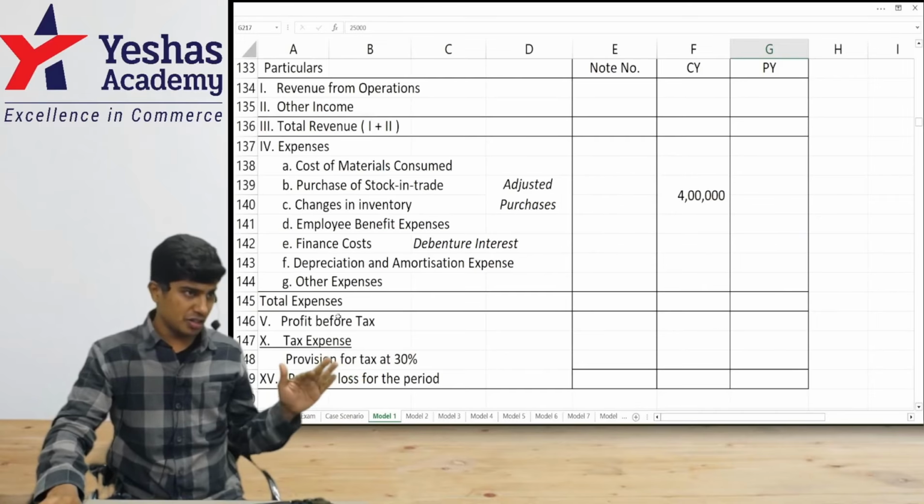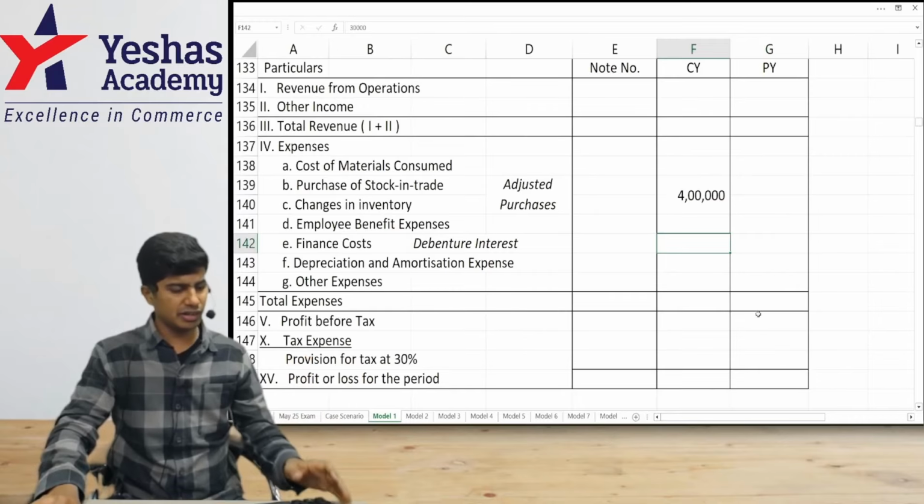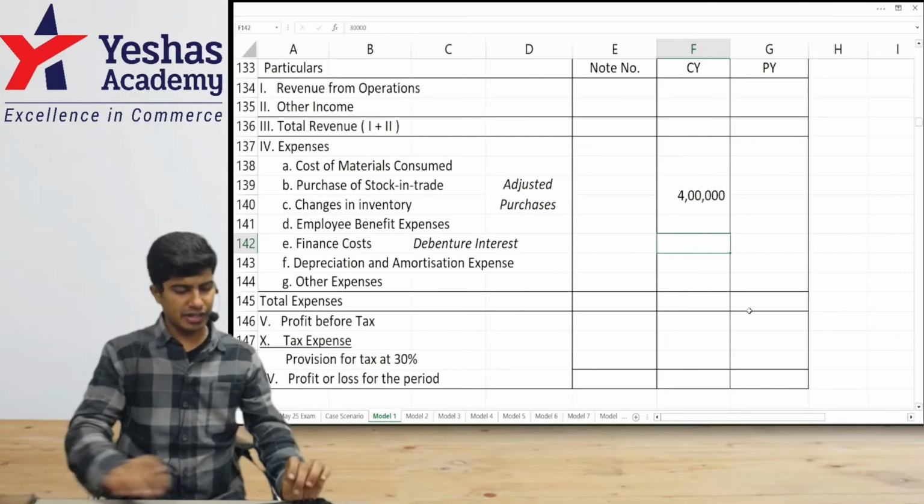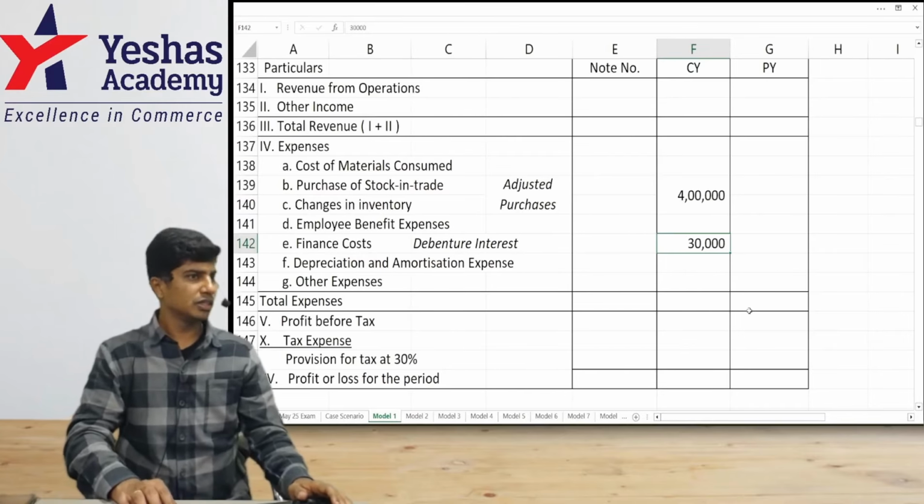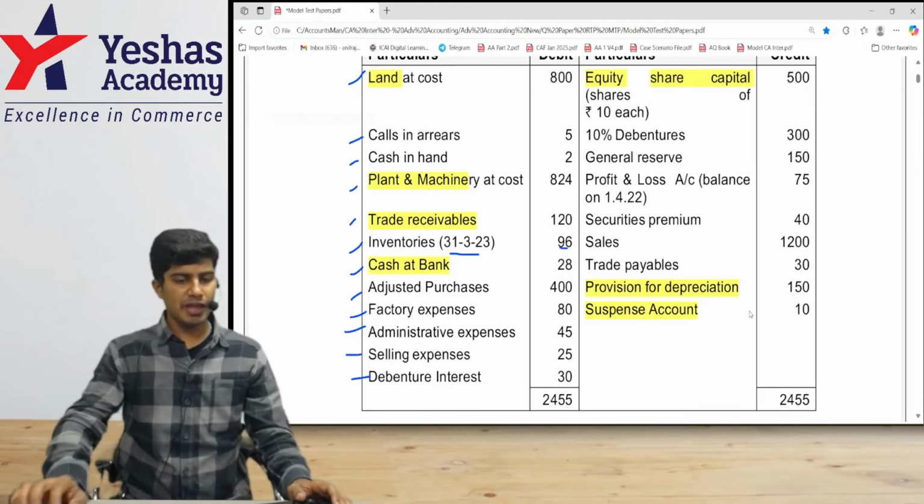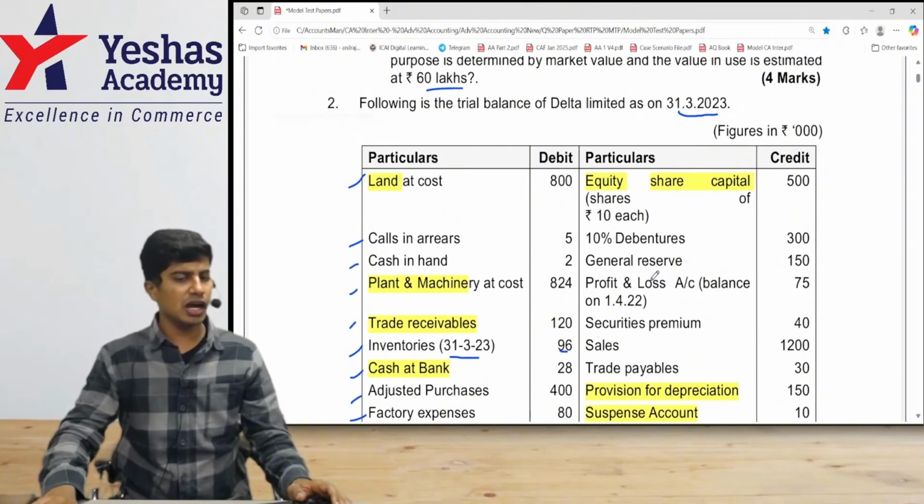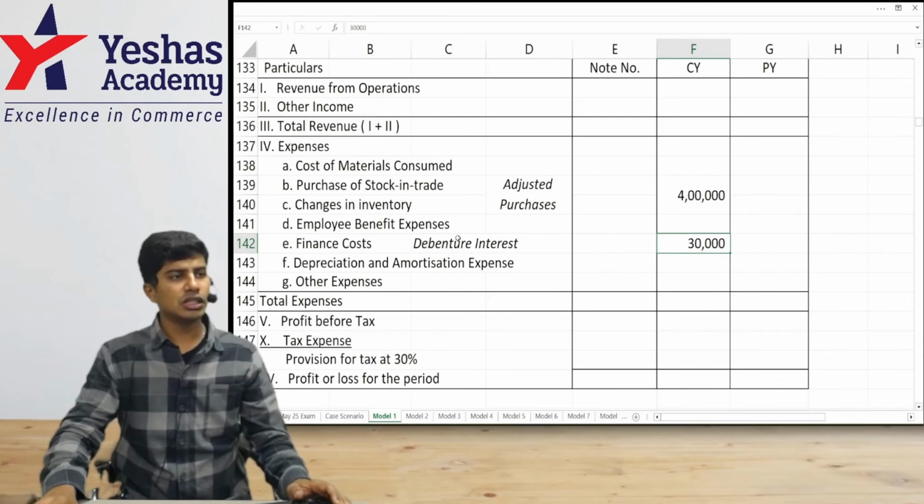Or if you want, you can choose to write it. I've written here debenture interest 30,000 straight away in my statement of profit or loss. You can choose to open notes. That would not be incorrect. Then we have some items on the credit side. To begin with, equity share capital 500,000, which is basically 5 lakh rupees. This I'll write it in my notes to accounts.